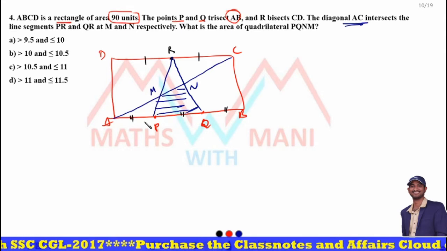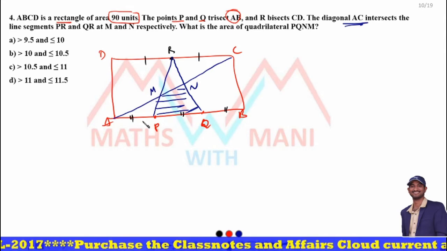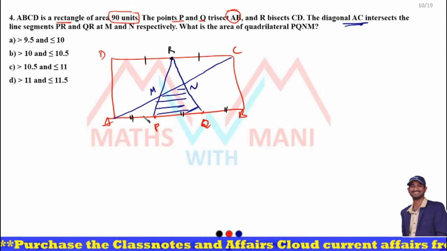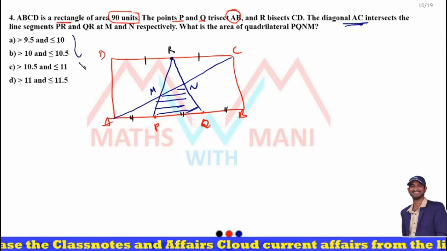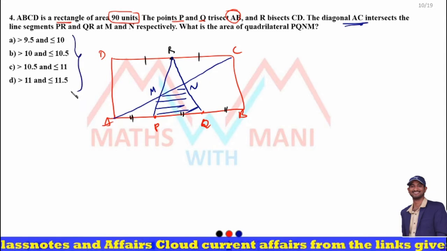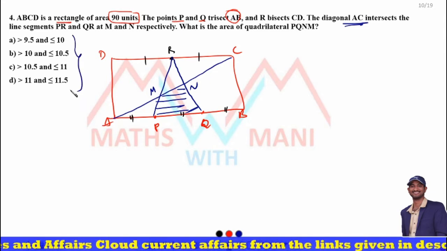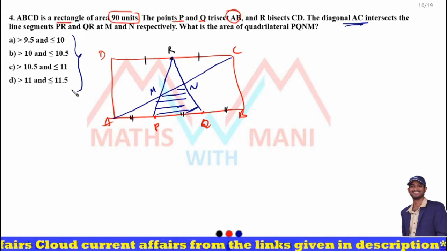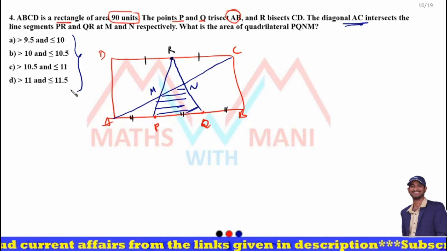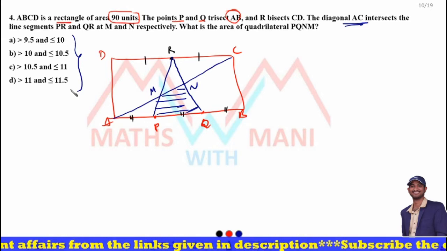Very, very nice model. Normal problem, guys. Highlight model. And again, here also you have to find out the value, which is not an exact value. You have to find out the limits. That means in which interval the area of the quadrilateral lies.